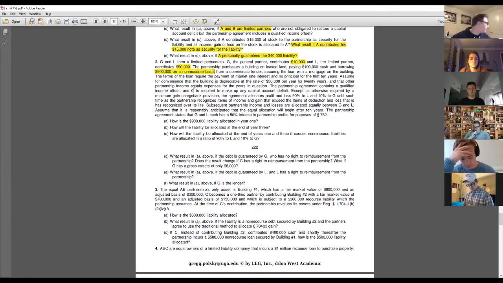G has to restore deficits. L doesn't. The agreement contains a qualified income offset. And they're going to share profit and loss 90% and 10% to L and G until it reaches profitability overall, and then 50-50. So we have this sort of flip arrangement. Early losses allocated disproportionately to L, early gains allocated disproportionately to L. Once you hit the point of overall profitability, all future gains and losses are allocated 50-50.